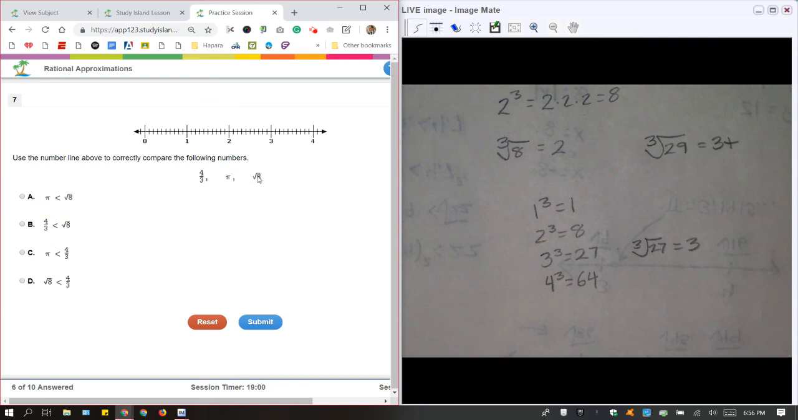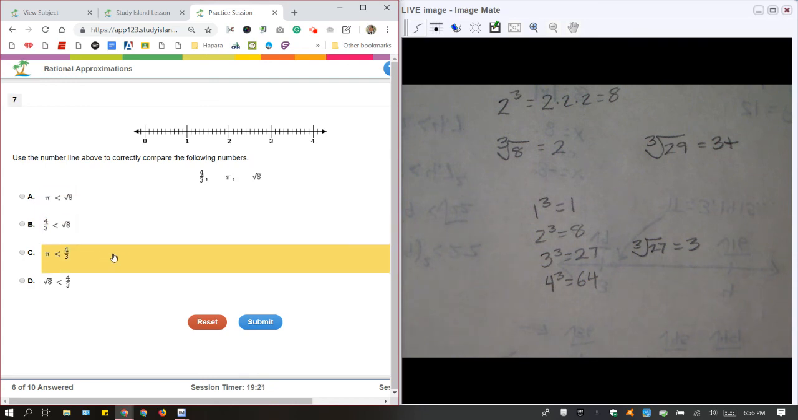And then we have the square root of 8. Well, the square root of 8 is going to be a little less than 3, because the square root of 9 exactly would be 3. So if I was putting these on a number line, pi would go just to the right of 3, and the square root of 8 would be just to the left of 3, which means the square root of 8 is less than pi.